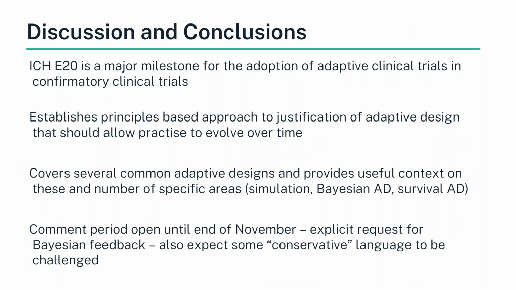It covers several common types of adaptive design, such as group sequential design, sample size estimation and treatment allocation, and it provides useful context on specific areas such as simulation for adaptive designs, Bayesian adaptive designs, and survival adaptive designs. The comment period is open till November. Let your comments be known. It's very easy to make comments, whether that be to the FDA, EMA, or the MHRA, depending on your jurisdiction. Other jurisdictions are available. If you want to see the other jurisdictions, you can go to the ICH website. The link is in the references.